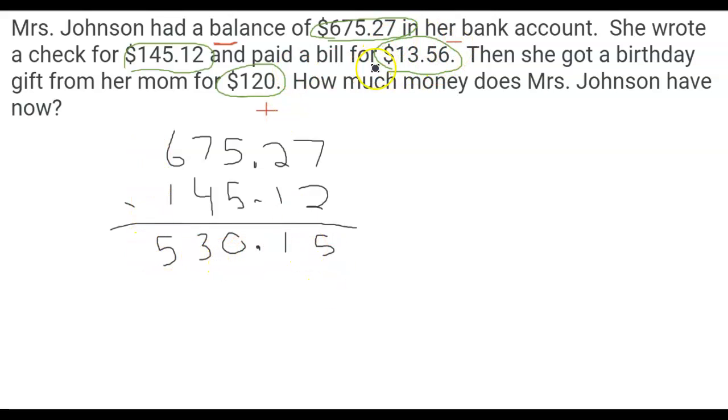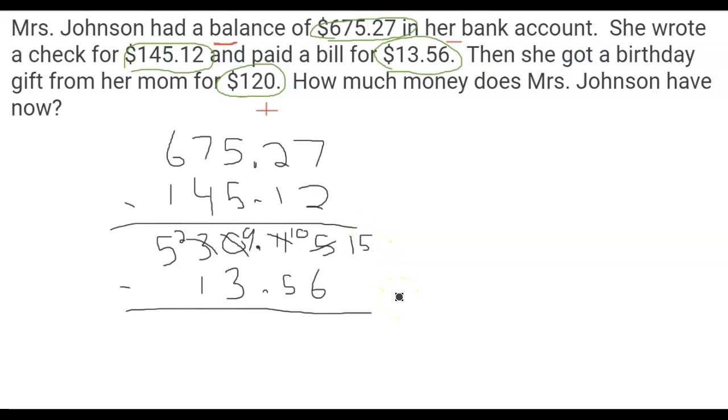But she also, remember, paid a bill for $13.56. So now I'm going to subtract the $13.56. All right, let's subtract that out. 5 minus 6 I can't do, right? I've got to borrow. I'm going to have to borrow all the way from here. So that becomes a 2. That becomes a 10, which I can borrow from, so it becomes a 9. This becomes an 11, right? But then I'm going to borrow, and that's going to become 10. And then here I've got 15, right?